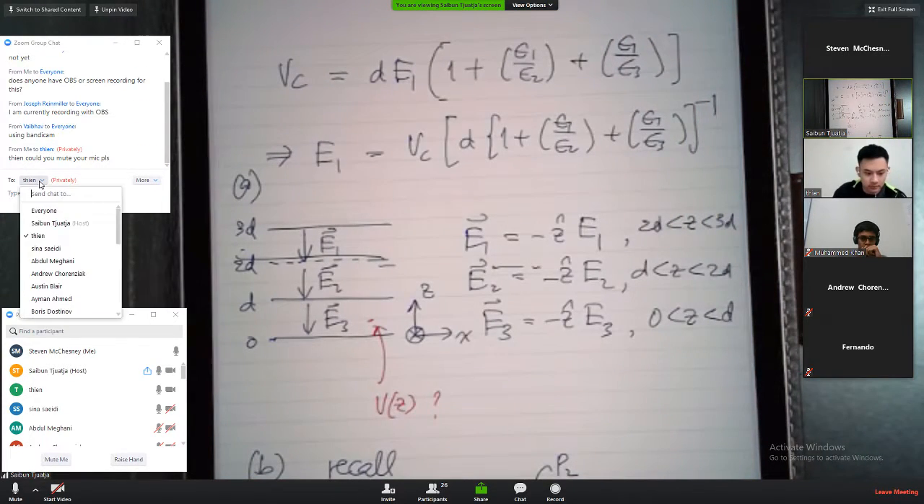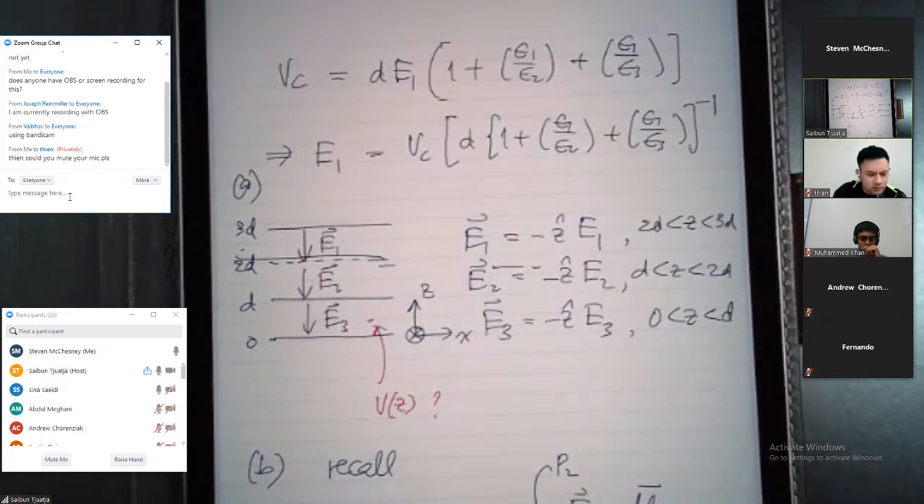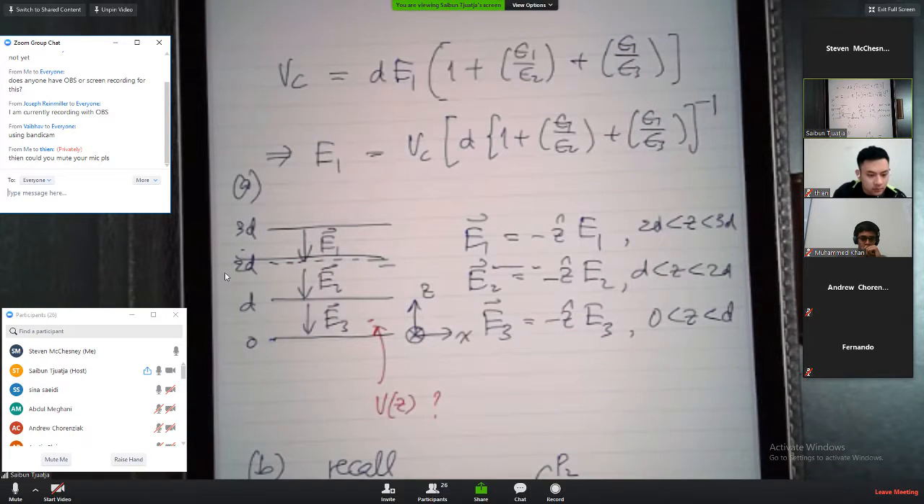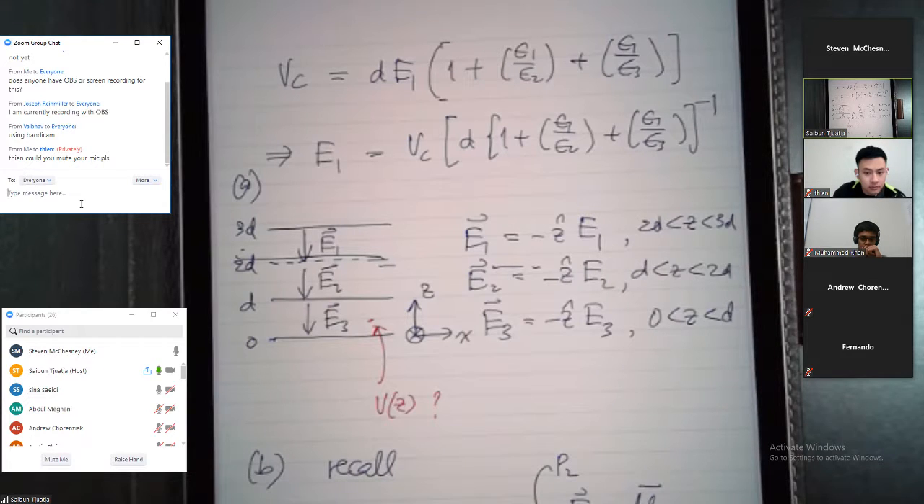So this is supposed to be V2 minus V1. You go from here to here, right? So it's V2 minus V1. Is that correct? But it's negative E dot dl, right? Any questions? So it's negative E dot dl, this is what we have.